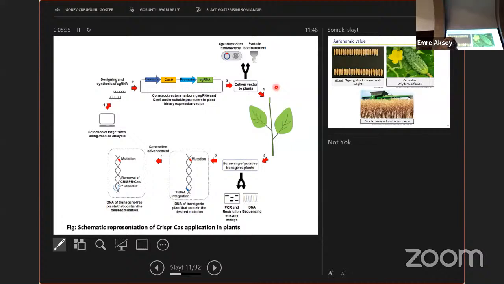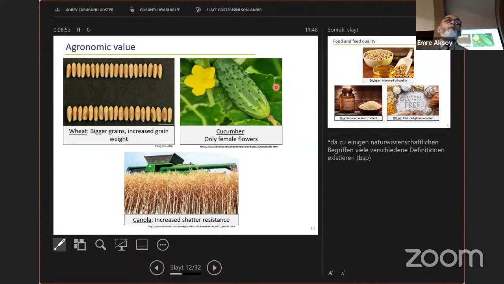So many importance. First is the effect on the agronomic values. So we can see in wheat, by using this technology, wheat can be obtained with bigger grains that also increase the grain weight. If the grains are bigger, the weight will automatically be increased. By this technique, only female flowers can be produced to increase its yields. Then in canola, it increases shatter resistance, because shattering causes big loss in the crops, so they can increase shattering resistance.